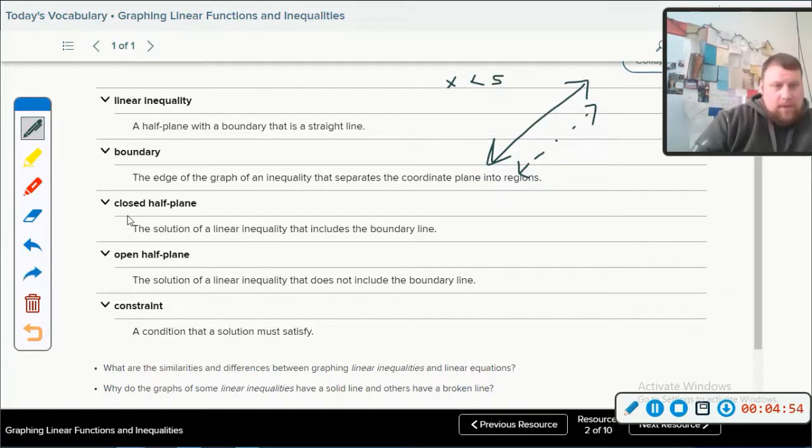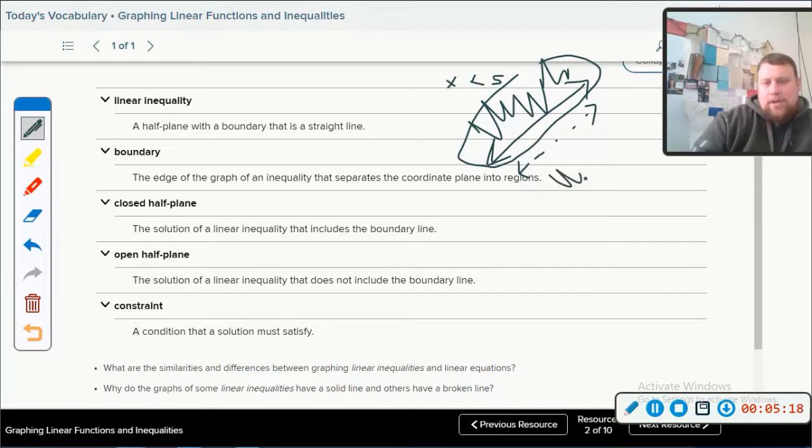All right. Closed half plane, that is, what does it say, the solution of a linear inequality that includes the boundary line. So if it's a closed half plane, it's going to be like, let's say, you'll get to this later, but there's going to be a solution set over here, and it includes this boundary line because it's a solid line. That's closed half plane. Open half plane, it means there's a solution set, and it has a dashed line, which means it doesn't include the values on the line. Okay, that's what it is.